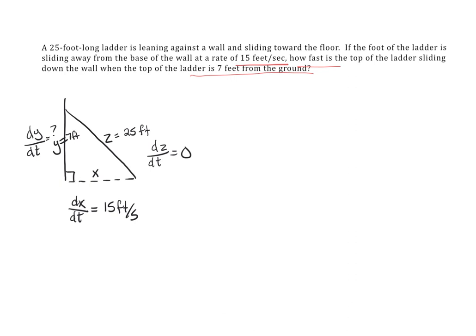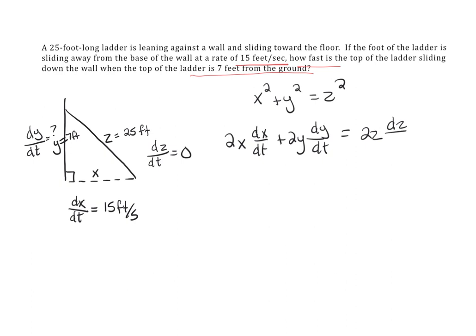Okay, so now we have a right triangle. So let's set up the Pythagorean theorem. x squared plus y squared equals z squared. Take the derivative with respect to time. So 2x dx/dt plus 2y dy/dt equals 2z dz/dt. Okay, so we're going to have to plug in. We have this. We have this. We're going to solve for this. We know this and we know this.